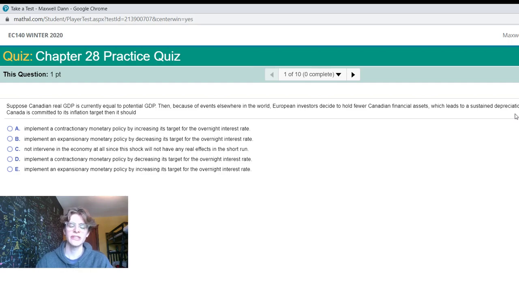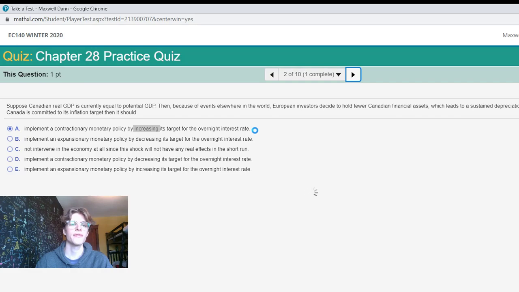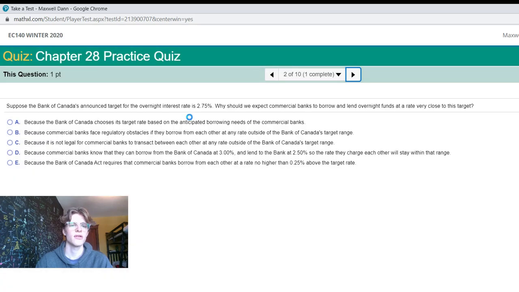What that means is our goods are cheaper, so our net exports have gone up, which we saw in a previous example. So AD has shifted right. To get AD back to its original position, they should implement a contractionary monetary policy, and they should do that by raising the overnight interest rate. I hope I get all these right.